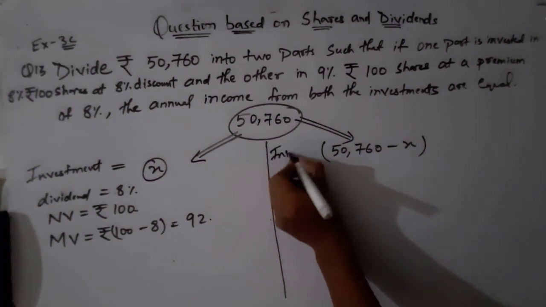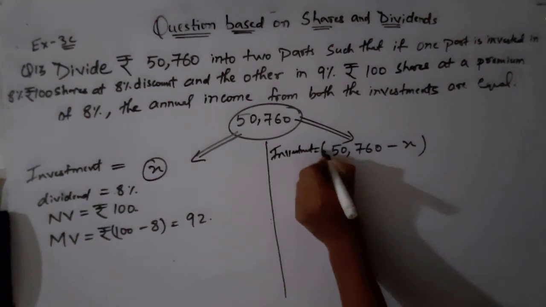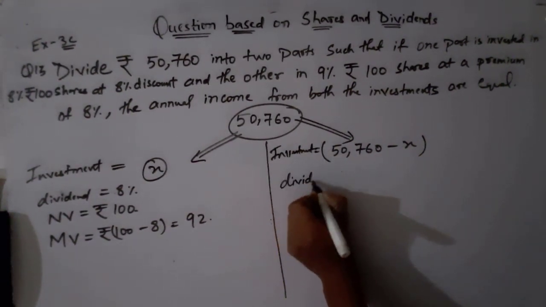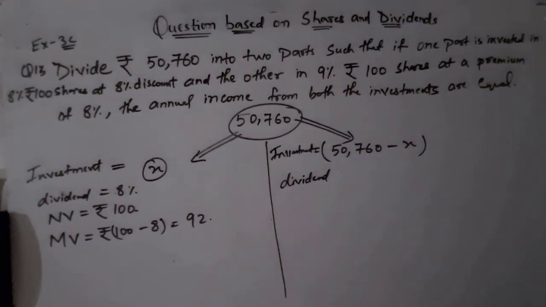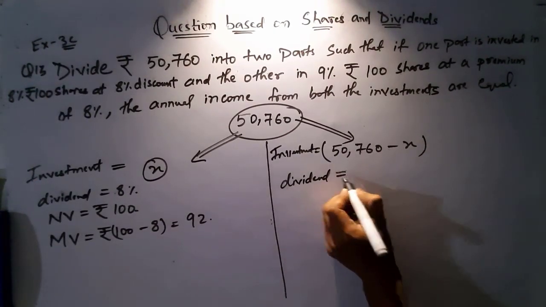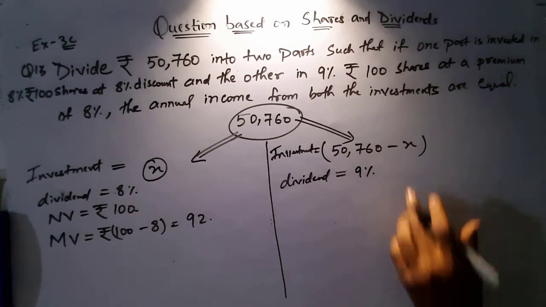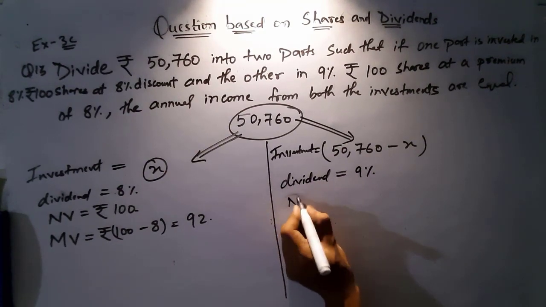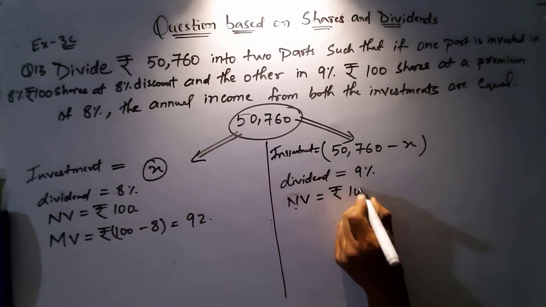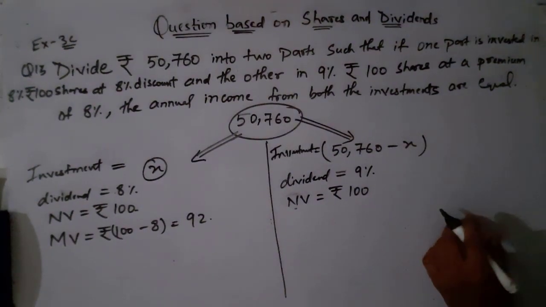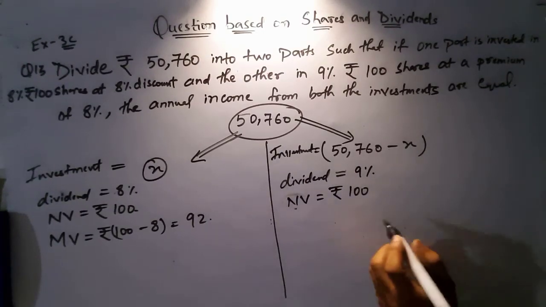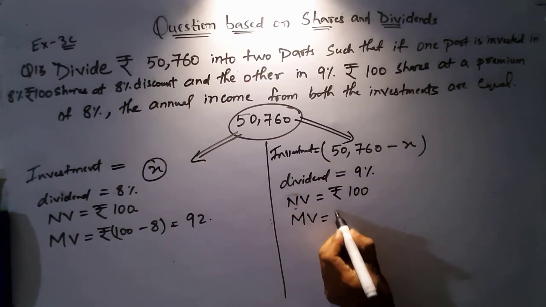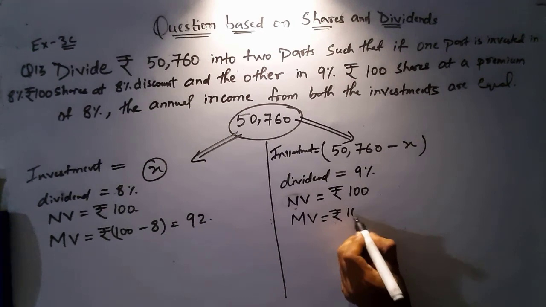Investment is this much and dividend here is 9% and the nominal value is rupees 100. It is available at a premium of 8%. That means the market value will be 8 more than 100. So it is 108.